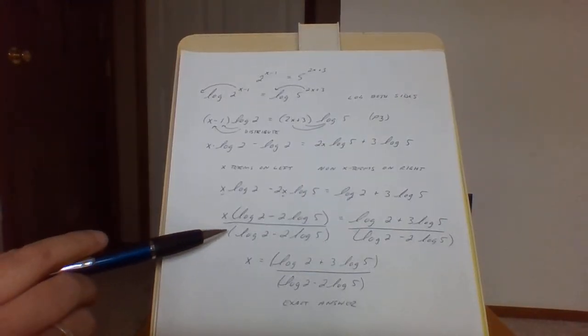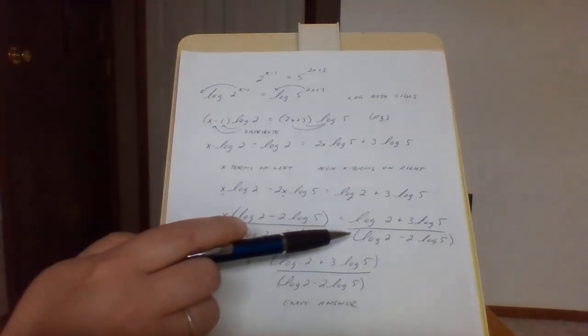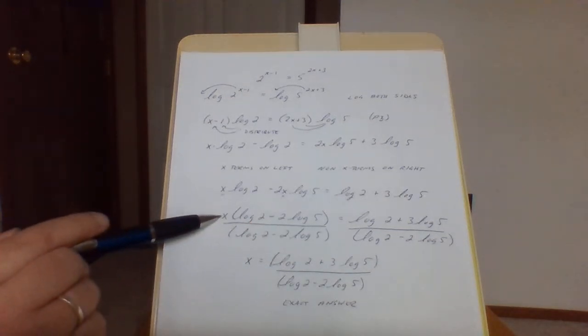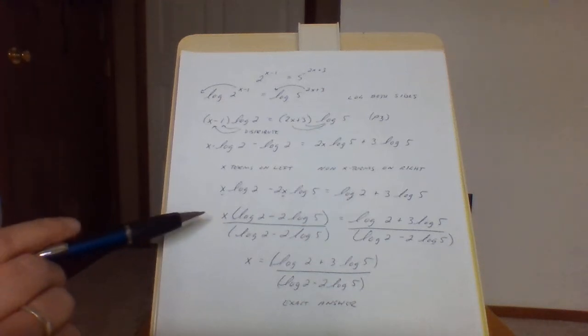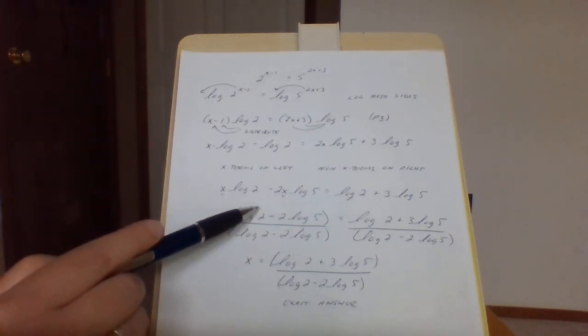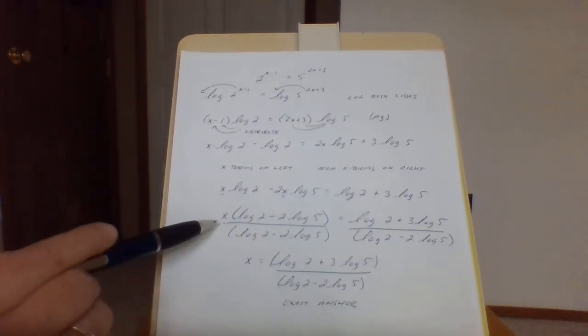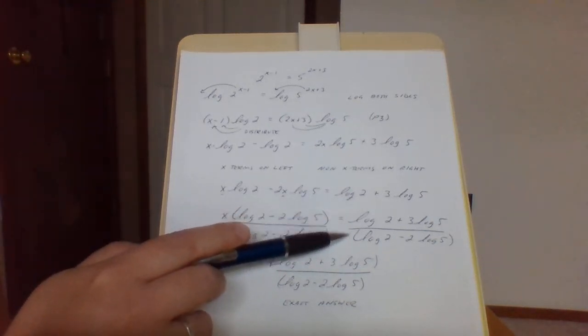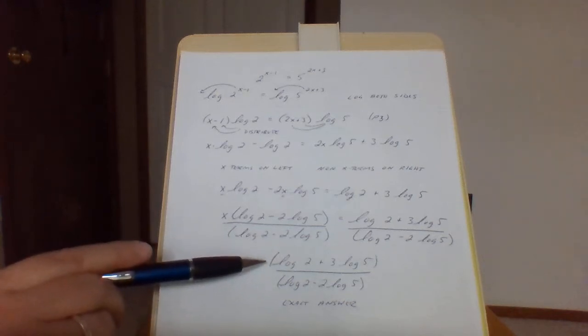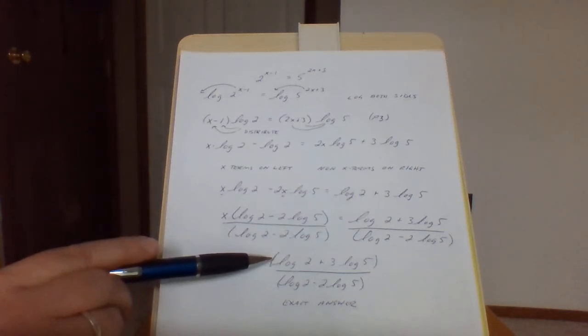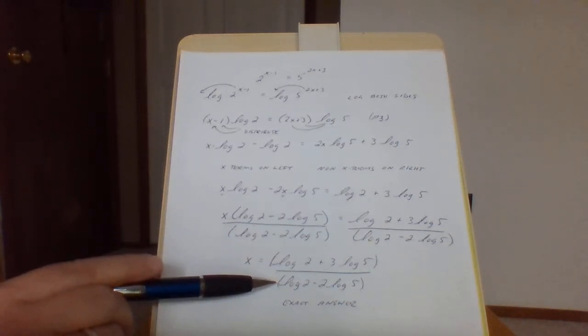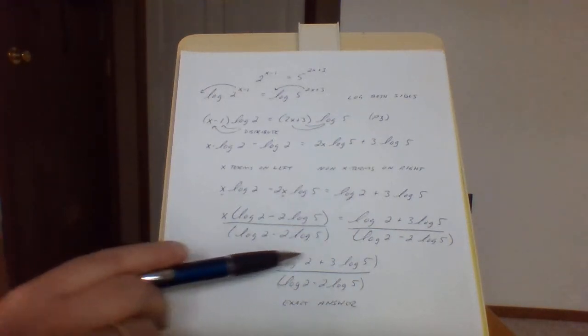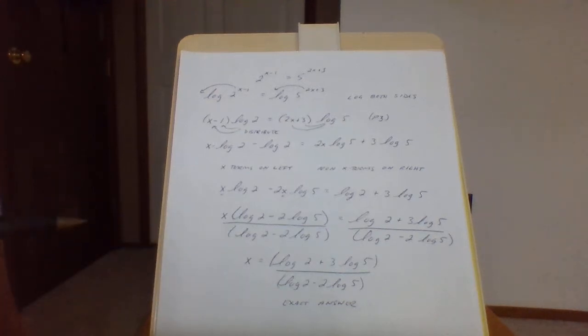So I divided by my big set of parentheses. I did that to both sides, right, to make this x all by itself. And I don't have to do anything fancy here. These two pieces are going to cancel each other out. Obviously, I get my x. And on this side, I'm just going to go ahead and copy exactly what I have here. Log 2 plus 3 log 5 on top, and log 2 minus 2 log 5 on the bottom. I'm going to leave both of those inside a big set of parentheses.